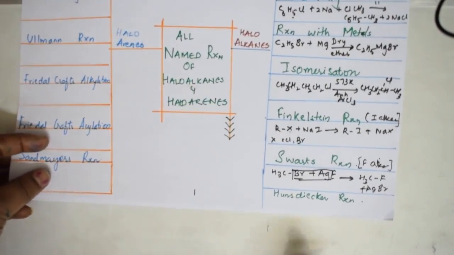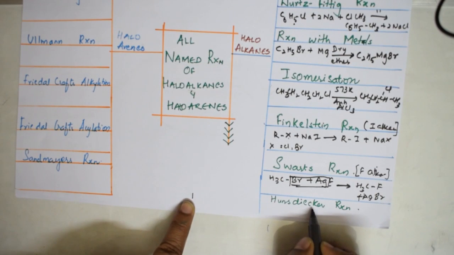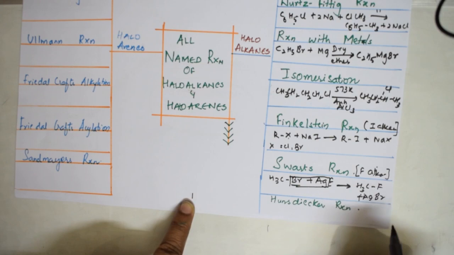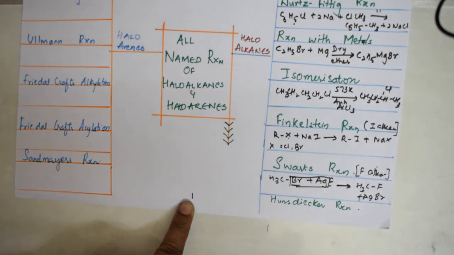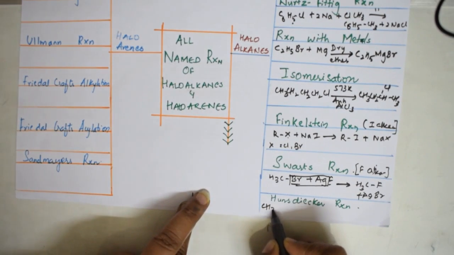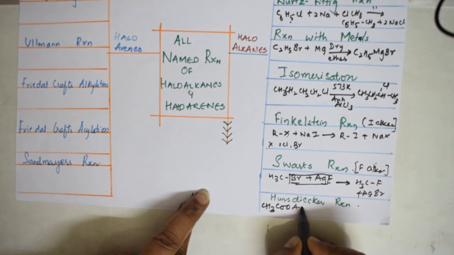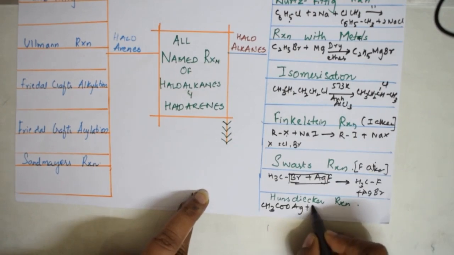Now Hunsdiecker reaction, simple. Already we have done this. Let's see. Hunsdiecker means you are preparing alkyl halide. You are going to prepare methyl bromide. But the important thing here is in Hunsdiecker, you are going to take silver salts. See here, silver acetate plus bromine.